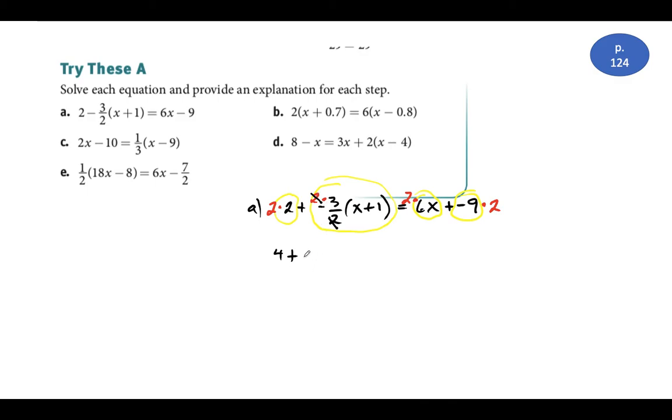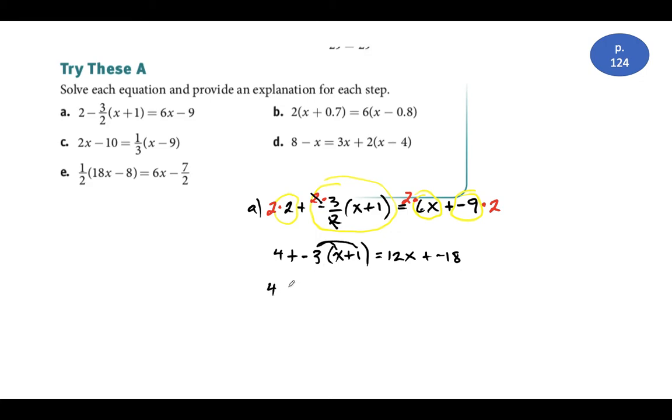Don't lose that negative there. And I get negative 3 times x plus 1. 2 times 6x is 12x. And negative 9 times 2 is negative 18. And already, that problem doesn't look as bad. Now that I've gotten rid of my fractions, I do want to also get rid of the parentheses. So we're going to use a little distributive property here.